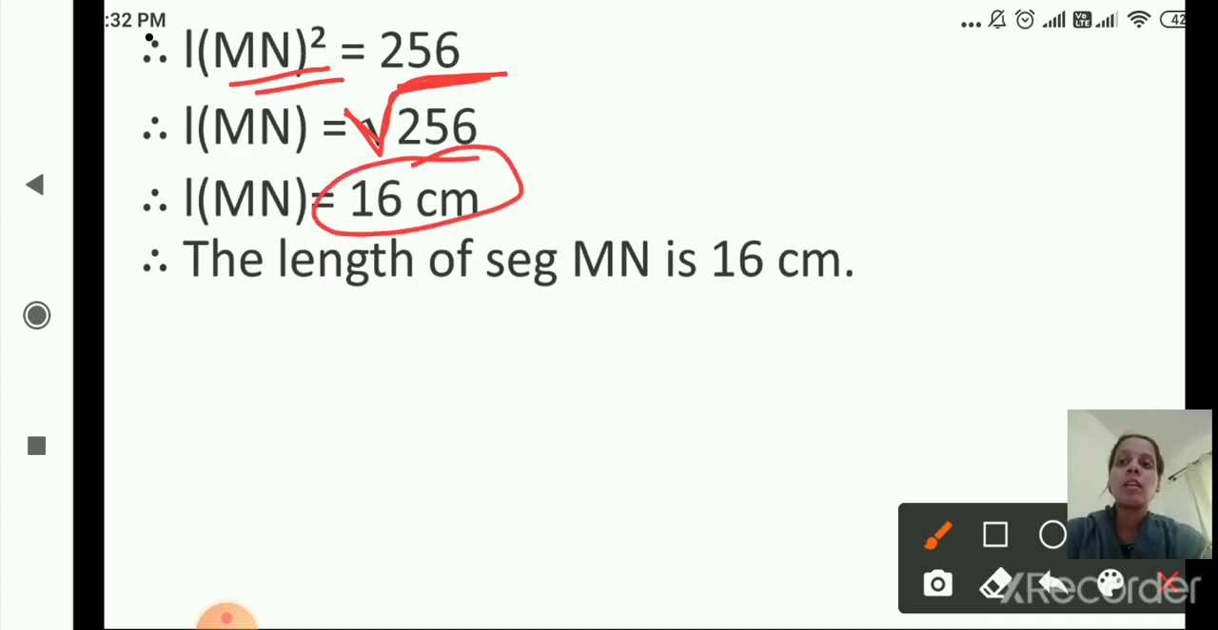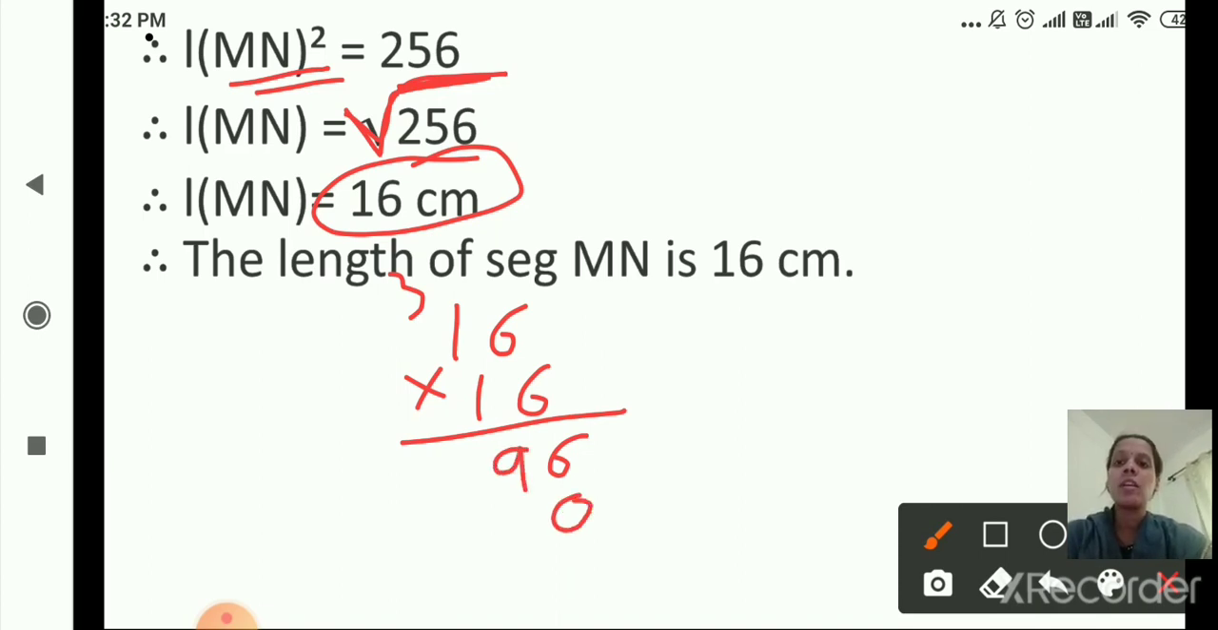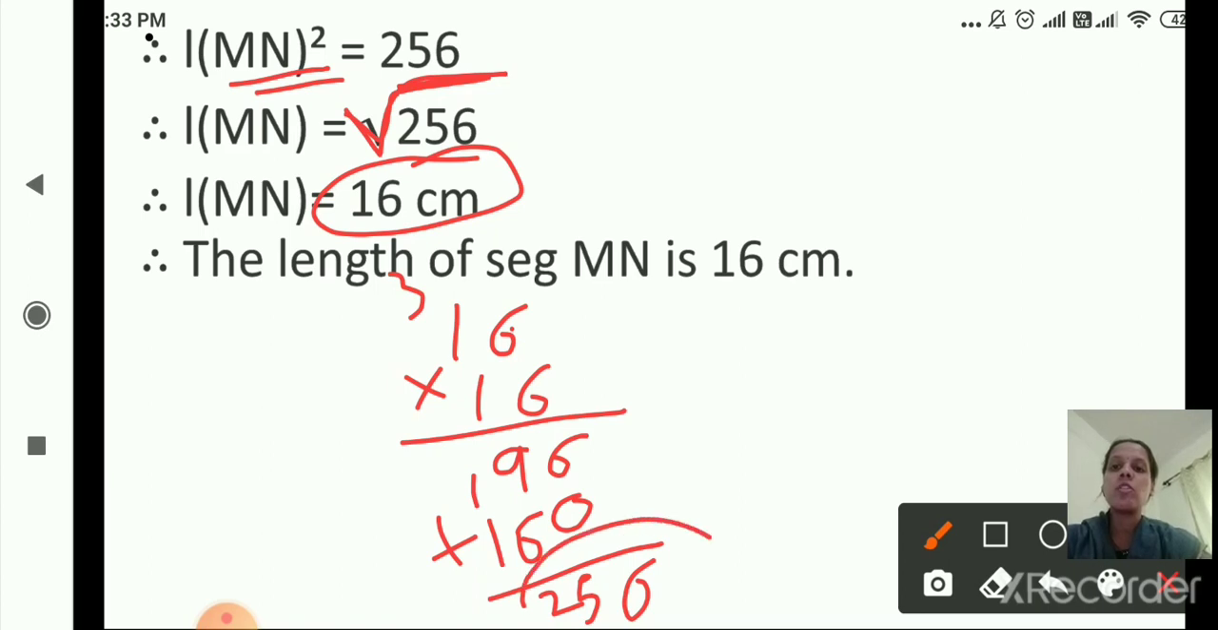Okay, I will do the multiplication. 16 multiplied by 16. 6 6s are 36, 6 here, 3 carrying. 6 1s are 6 plus 3, 9. 0 in the second step. 6 1s are 6 and 1 multiplied by 1 is 1. Now do the addition. 6, 9 plus 6 is 15, 5 here, 1 carrying, 1 plus 1, this is 2. What we got? 256, right?